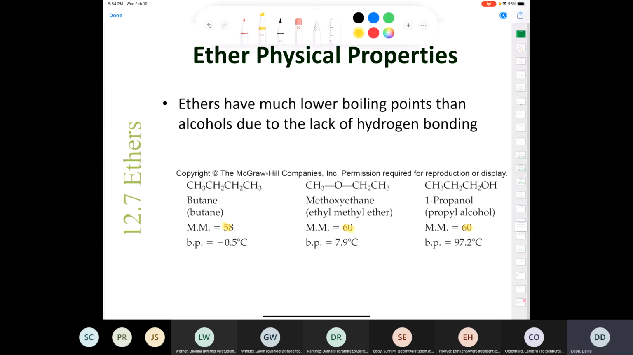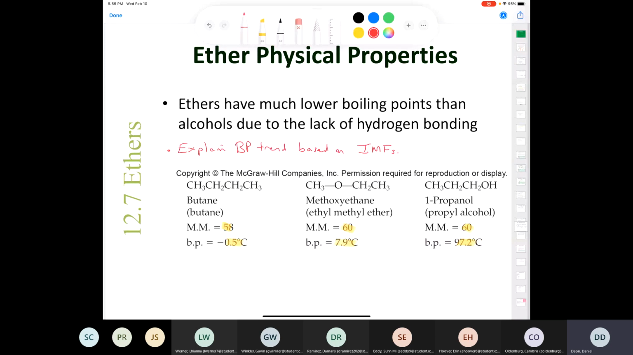But if you look at their boiling points, they're very different. We go from minus 0.5 for butane, all the way up to 8 for the ether, and then all the way up to almost 100 for 1-propanol. Why would that be? It's based off of intermolecular forces. So you have to be able to explain the boiling point trend based on intermolecular forces, which is a concept that you would have learned in Chemistry 101.